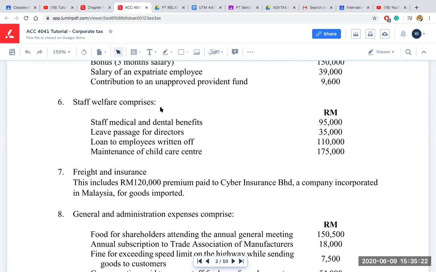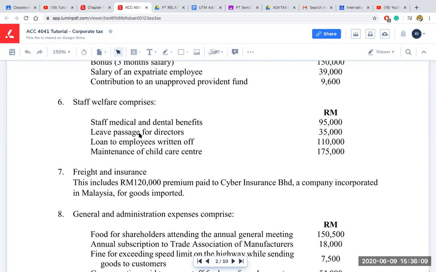So under staff medical and dental benefits, what would be the answer? Nil. Nil, right? And the leave passage is clearly mentioned under section 39, it's not allowed, right? So don't get confused with the leave passage when you did your individual tax, where you talk about leave passage under section 31B. The leave passage received by the director is an income to the director, and that income is assessed under 31B. But to the business, the company that gives the leave passage to the directors, the leave passage is an expense. Under section 39, the leave passage is not allowed. So you have to add back.